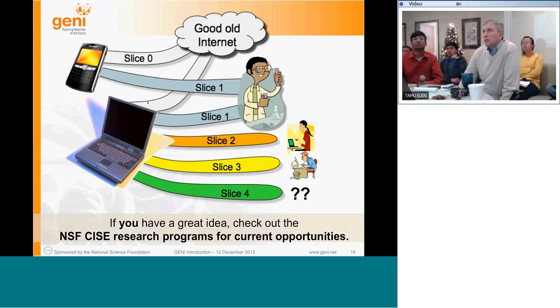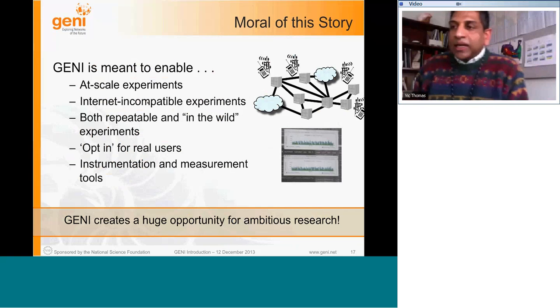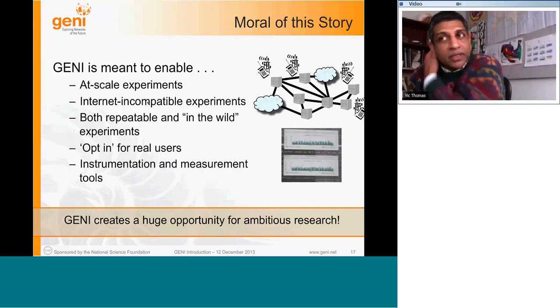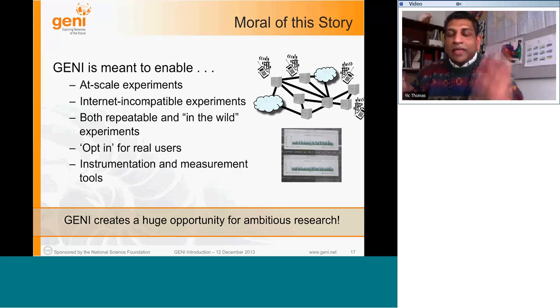So GENI, just to summarize, is meant to enable at-scale experiments on a large number of resources being deployed around the country. Your experiments do not have to be compatible with the internet. Many of these experiments running on GENI today, you cannot run on the internet. You can run repeatable experiments, so you can control your environment to a good degree and repeat your experiment. You can script your experiment and repeat it, have other people repeat it. Or you can just set up a service. It's kind of an in-the-wild experiment. You just set it up, let people use it and see how things shake out. Those are kinds of experiments that people do also.